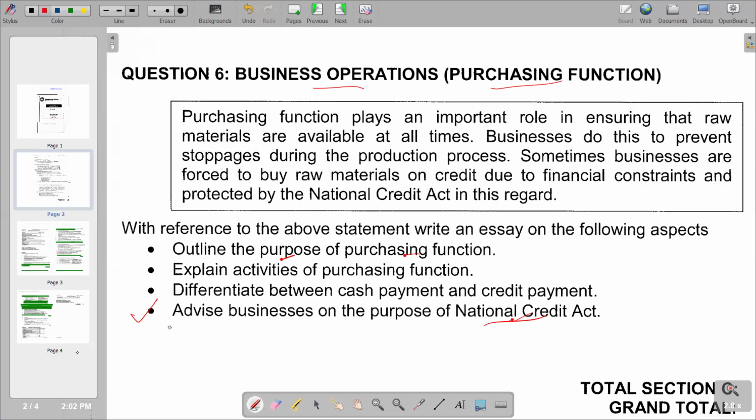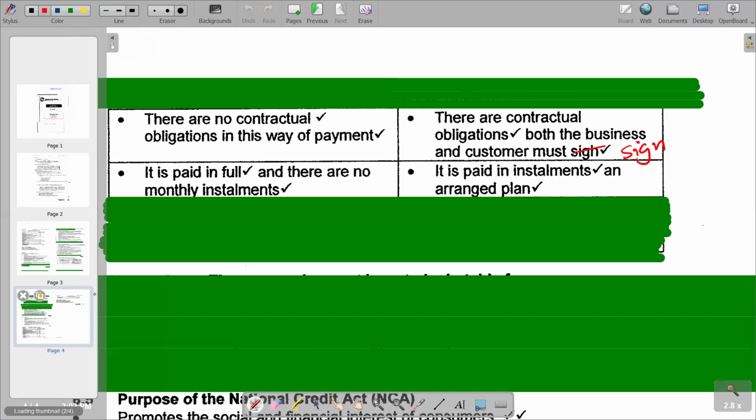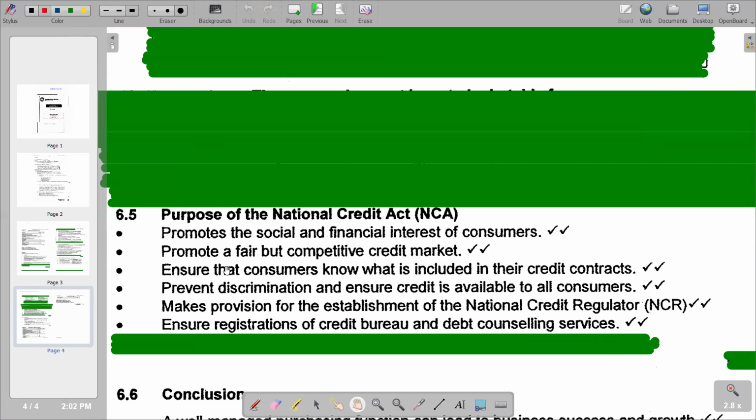So we also have those purposes in our answer section that we can go through in terms of the National Credit Act. The first purpose is to promote the social and financial interests of consumers. And then secondly, promote a fair but competitive credit market, and ensure that consumers know what is included in their credit contracts, and then prevent discrimination and ensure credit is available to all consumers. Make provision for the establishment of the National Credit Regulator, and ensure registration of credit bureaus and debt cancelling services. So those are the points of information that we have.